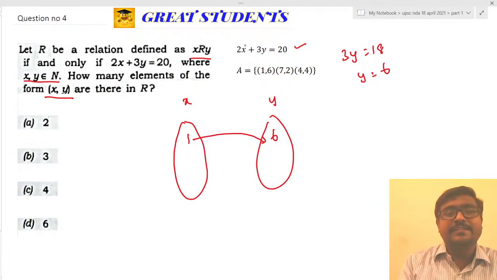If I substitute x equal to 3, what will happen? It will become 6, and here I have to get 14. So 3y equal to 14 means y cannot be a natural number. It has to be a fraction, so it is not acceptable. We need a natural number, so this is also not possible.